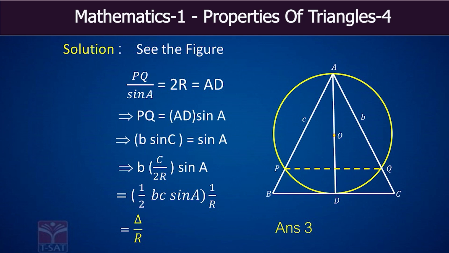That implies AD is equal to 2R, because that is the circumdiameter, and implies PQ is equal to AD sin A, that is b sin C into sin A, and b into c by 2R into sin A. So half bc sin A into 1 by capital R, so delta by capital R. So the answer is option number 3.